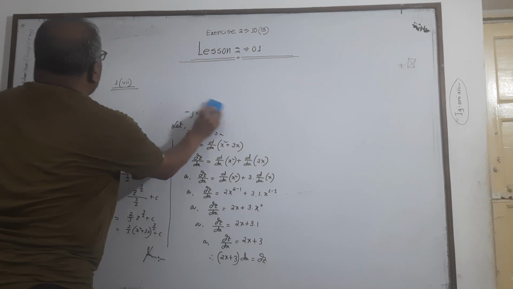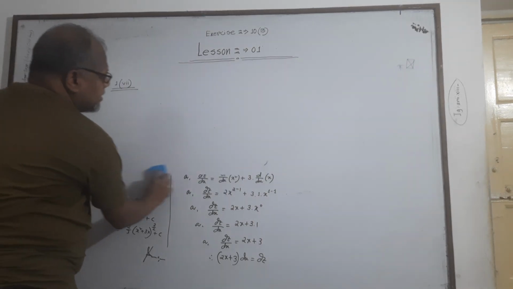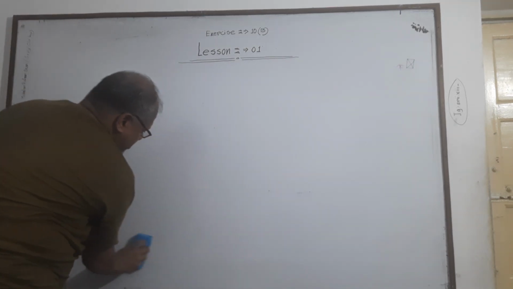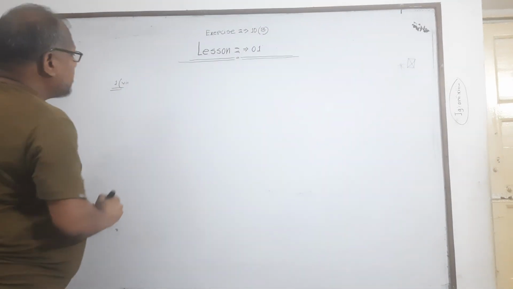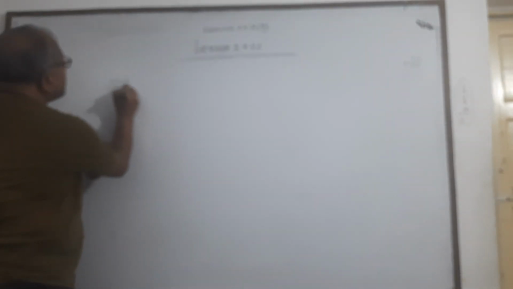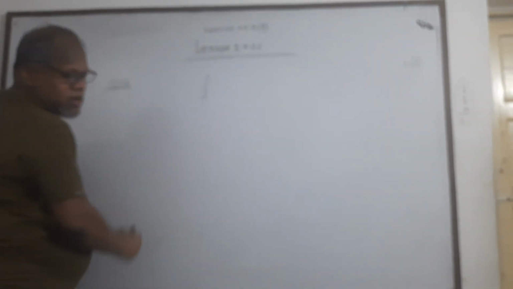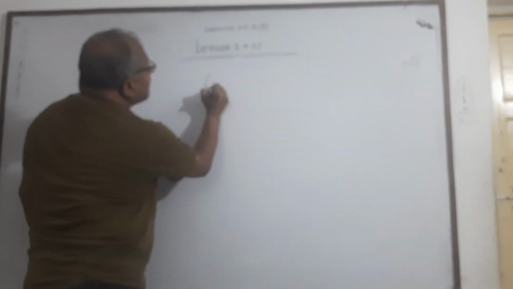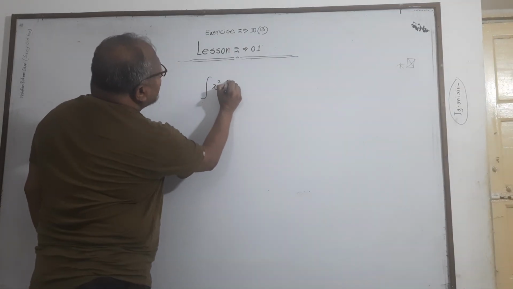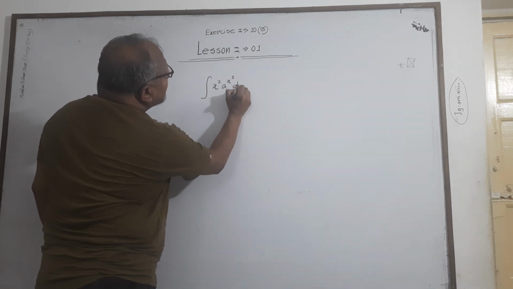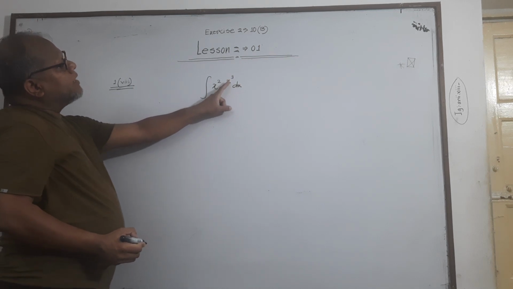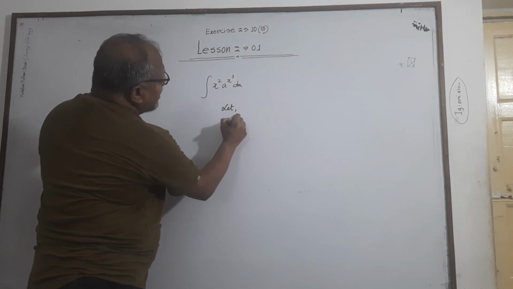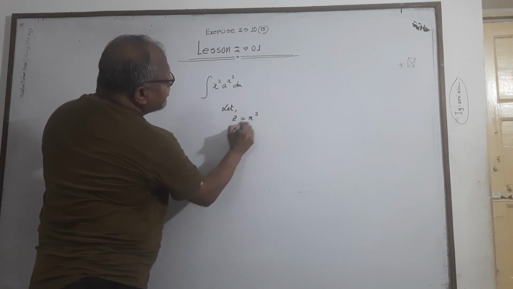Okay, I'm going to start number 8. Number 8 is integration of x square a to the power x cube dx. So here I consider z equal to x cube. Here let z equal x cube.